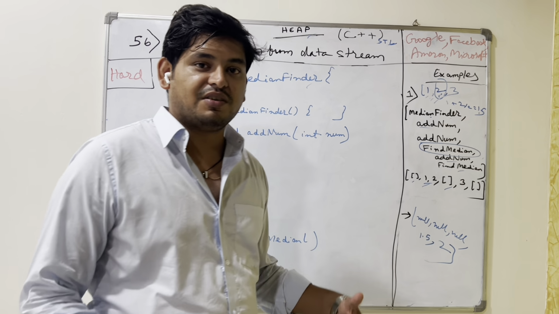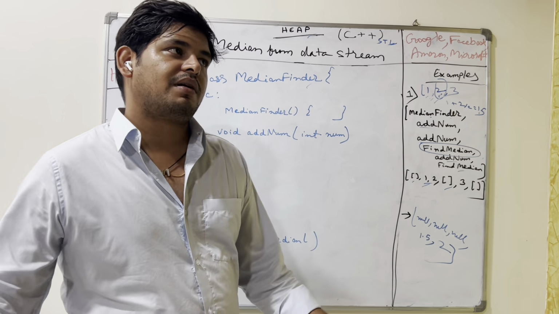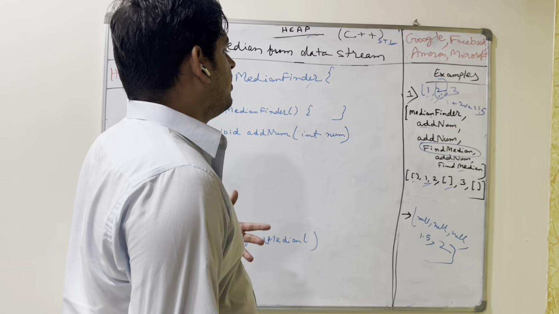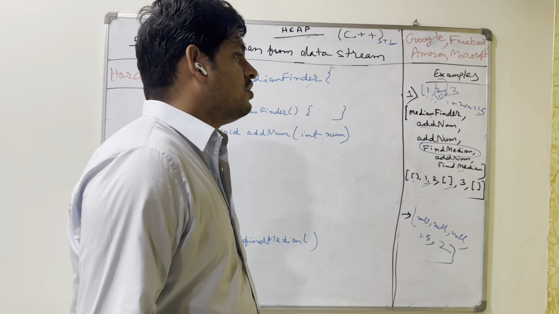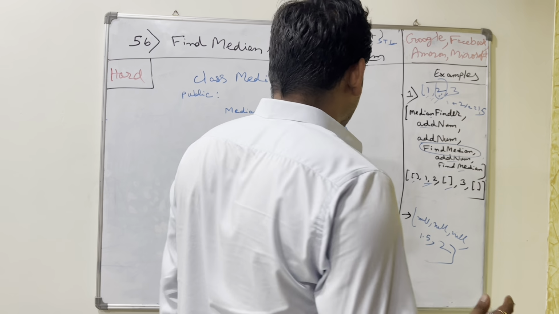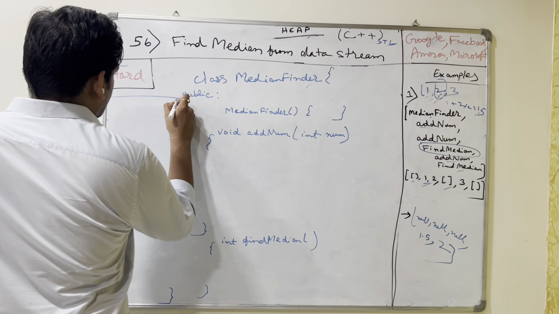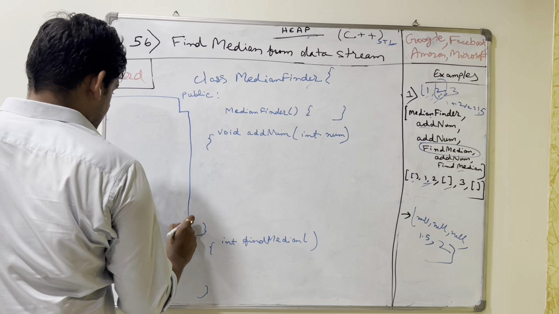We have a min heap, which gives the minimum number every time from the list, and we have a max heap, which gives the maximum number in the list. Now, how can we solve this problem using a min heap or max heap or both? So let's think of an example. Let's get the intuition of the solution and then we will code it.